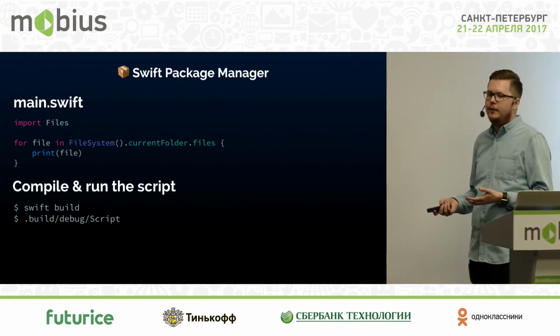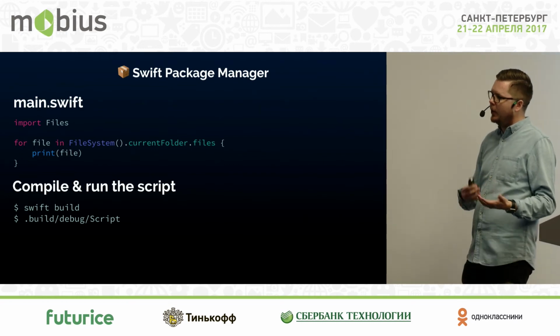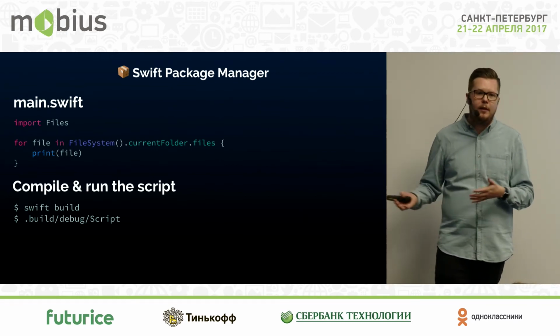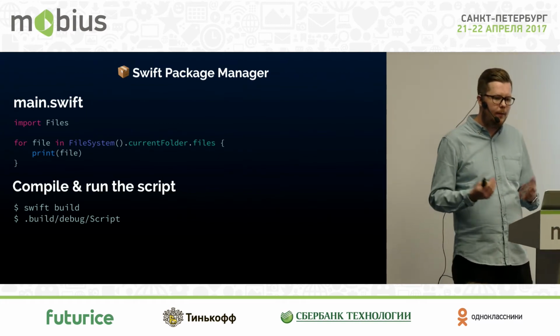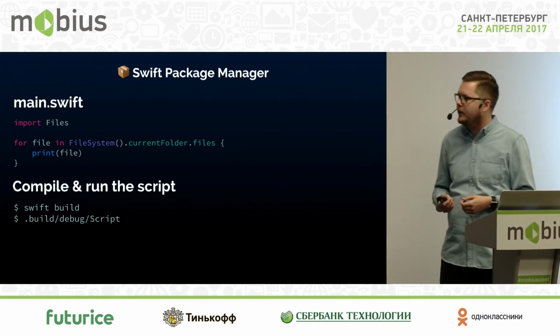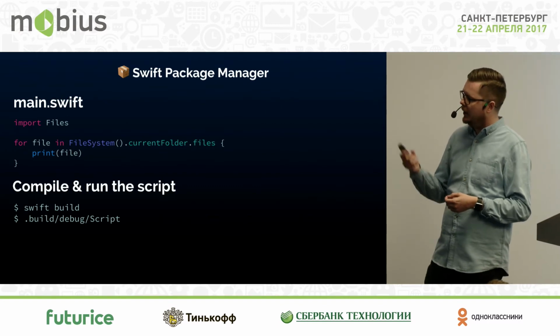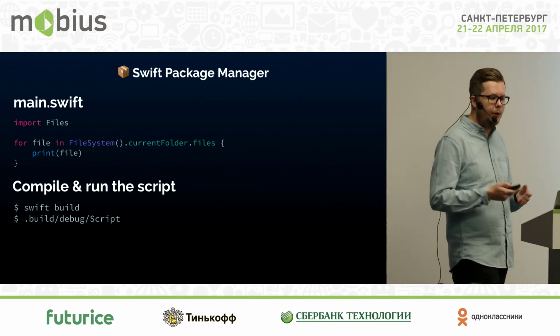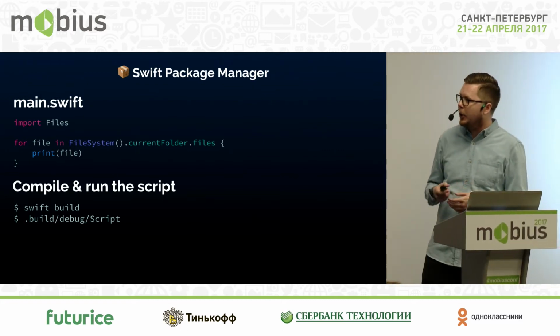For compiling it, this type of script is compiled as a binary, and then you run it. You just execute swift build in the folder, and that's going to build the binary. And then you just jump into the build product folder, like .build/debug, or release if you're building for release, and you run your script. So it's pretty cool.